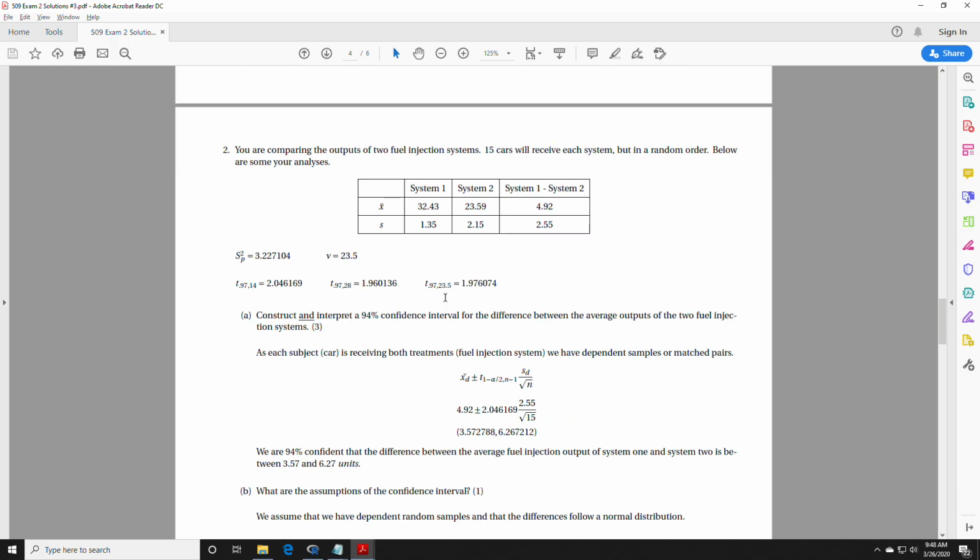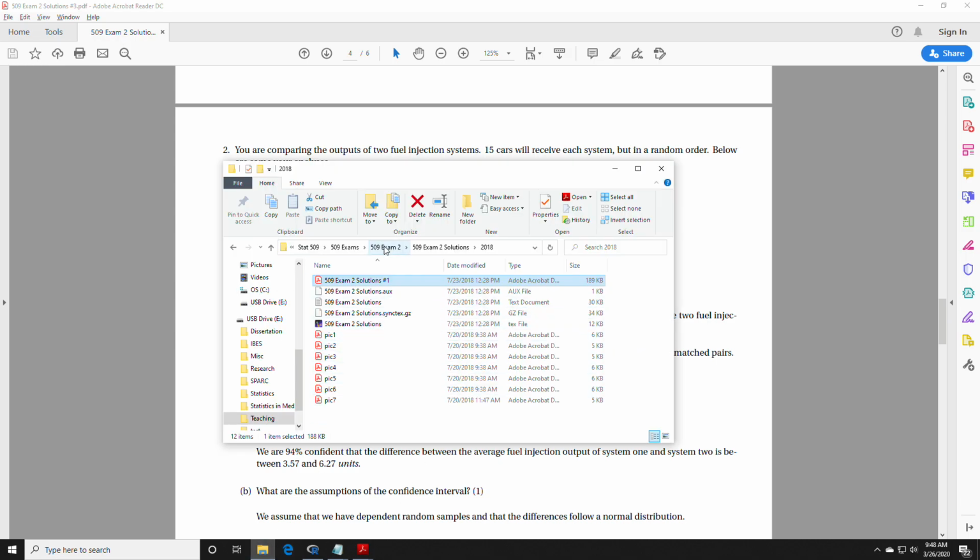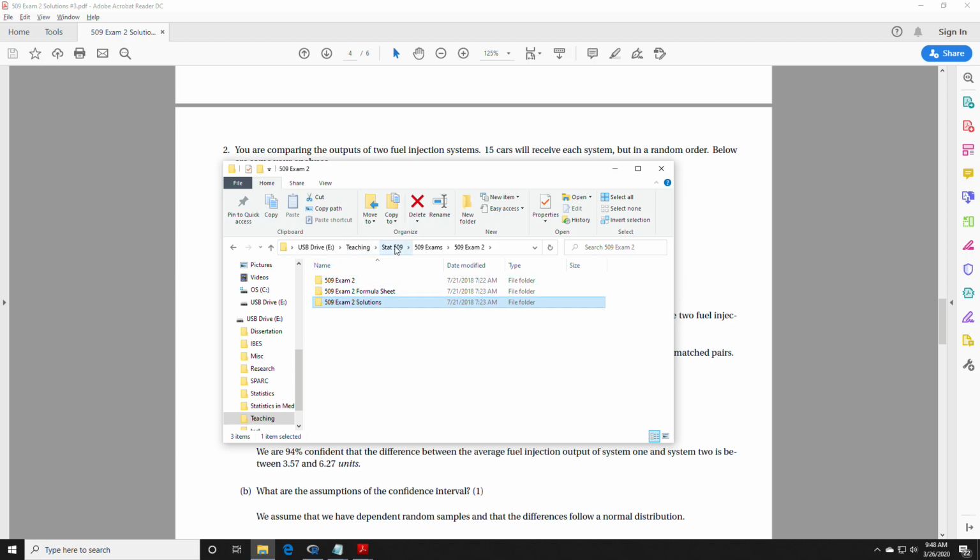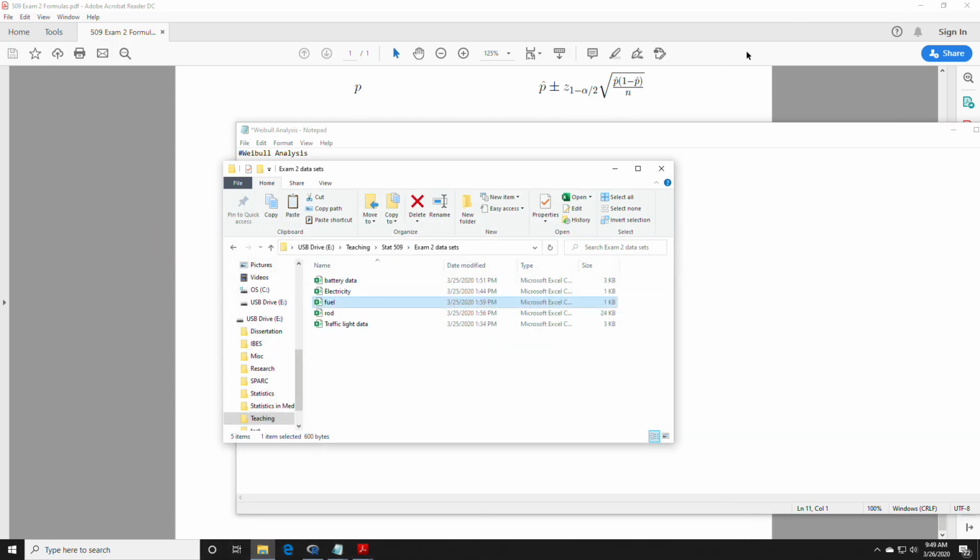Okay, here's another one that's not exactly like what we've seen before. We're comparing 2 fuel injection systems. 15 cars are going to receive each system, but in a random order. Below are some of your analyses. All of this stuff you're not going to be given. Instead, you are given the fuel data. That's the one we need for this problem.